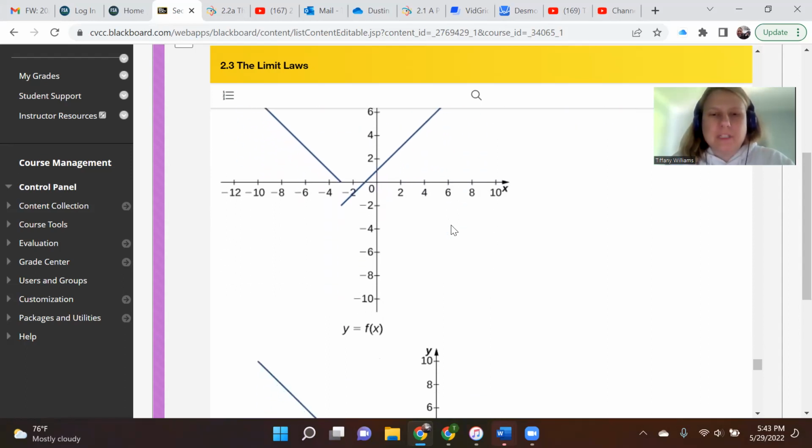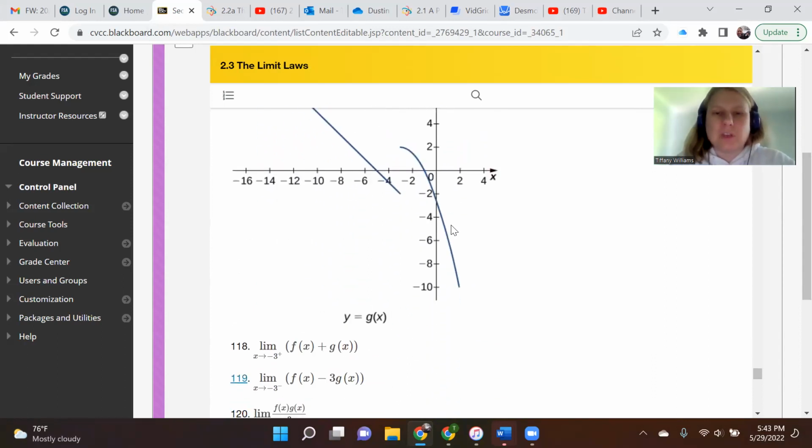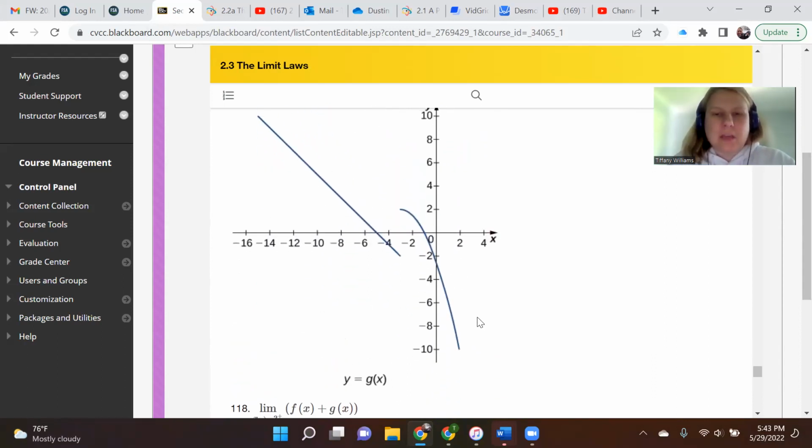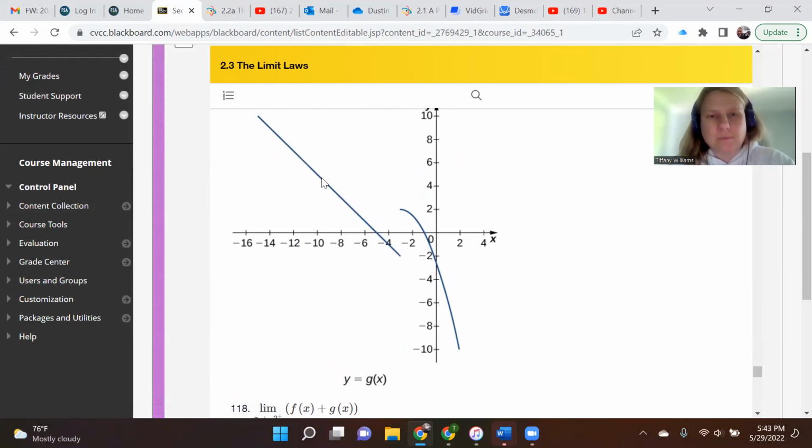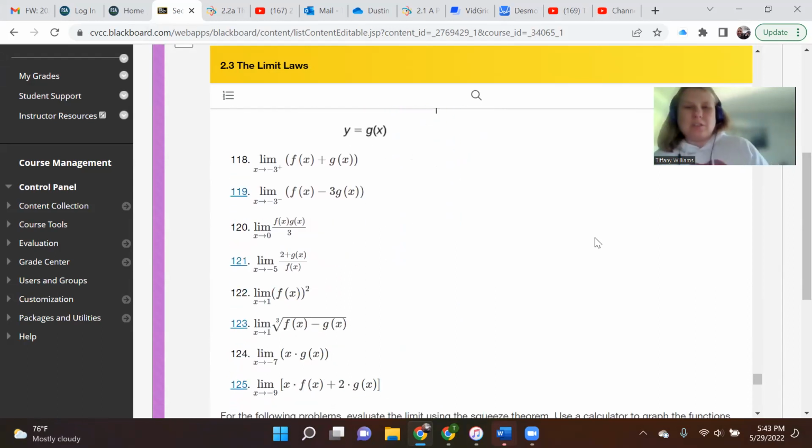Let's talk about what happens to g of x. So I'm going to switch graphs because I'm looking at g of x. As I approach -3 from the left as well, right? Everything's from the left with this one. It looks like I am approaching -2. So I'm going to take that information and use it to do number 119.